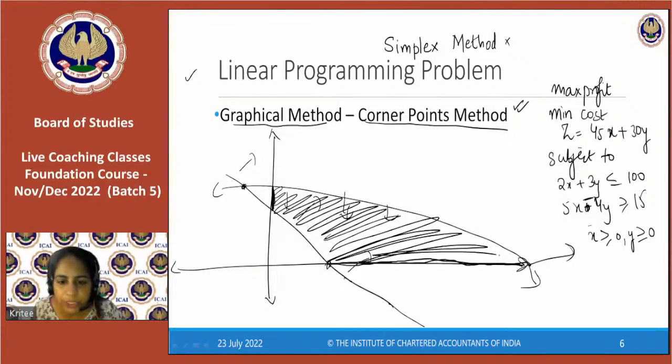This is a bounded region. Fine. This is a bounded region. So my region is A, B, C, D. It's like this. When I'm doing the shading part, it is A, B, C, D, like this. Okay, so when you have this, you have the points.